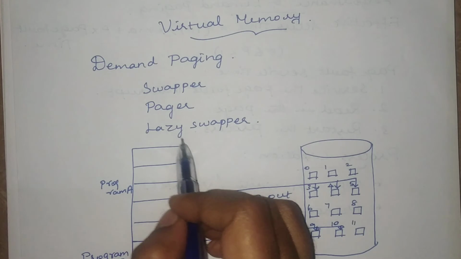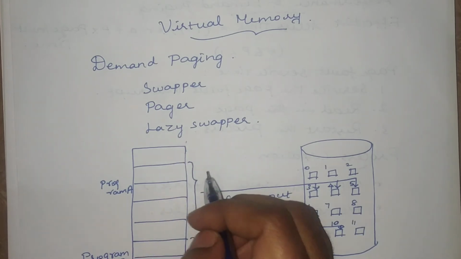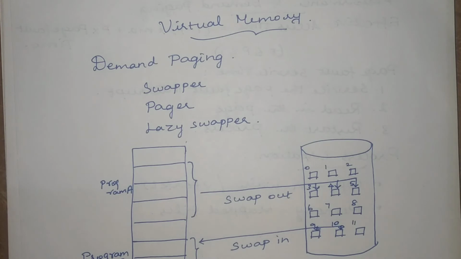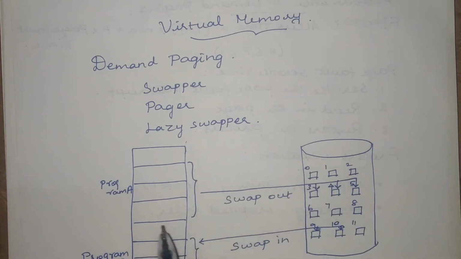We can also say that it is a lazy swapper. So here we are just transferring the programs from secondary to physical memory, but the physical memory should have some free frames to allot all those pages. So you should have some empty space. If you don't have empty space, what we have to do is replace any of the old processes with the new process that we want to execute. So that is what we are doing.